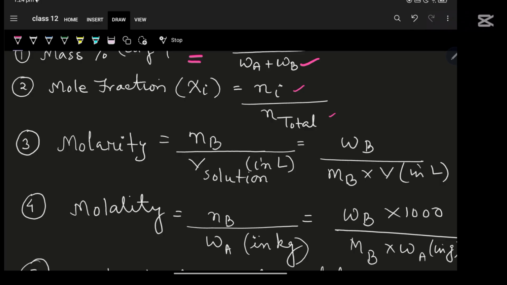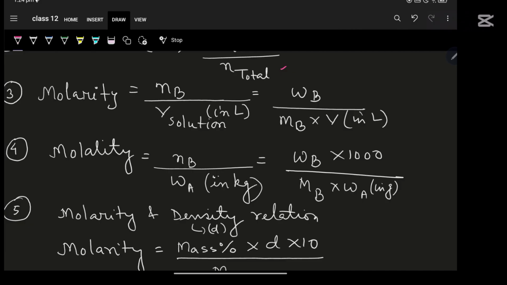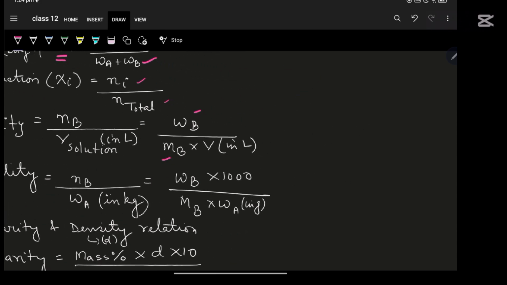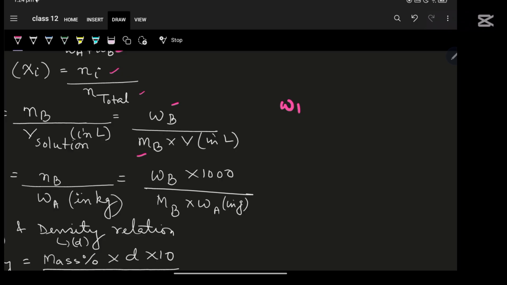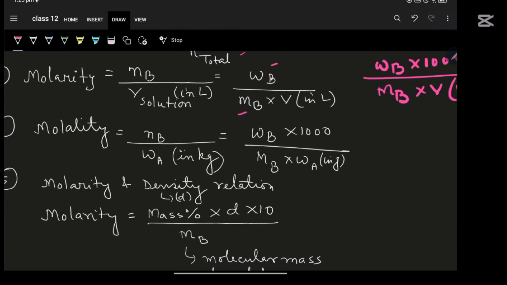Molarity of the solution is equal to number of moles of the solute divided by volume of the solution expressed in liter. So the number of moles is given by mass divided by molar mass, provided the volume of the solution is expressed in liter. Remember that if it is in milliliter, then you are supposed to multiply it by 1000. So it is number of moles of solute, that is mass divided by molar mass of the solute, into volume of the solution. If in ml, then you have to multiply it by 1000 to make it in liter.